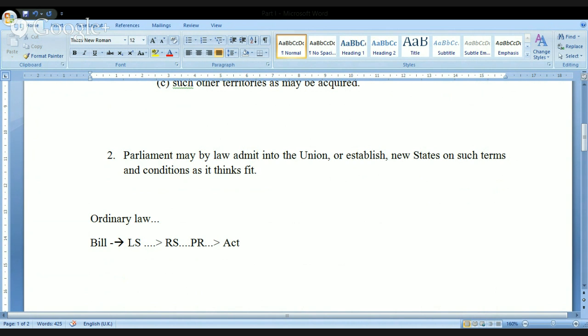Kindly remember this. Very, very important point. Now let me talk to you about "Parliament may by law admit into the Indian Union or establish new states." Clear? I want you to understand this particular provision very clearly and carefully. Now, let me come back to Article number 2. This article is talking about the powers of Parliament to admit new states.